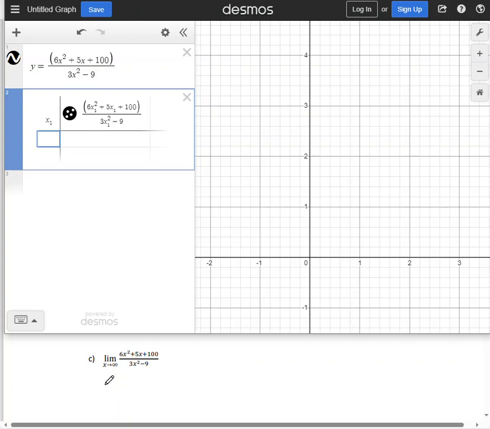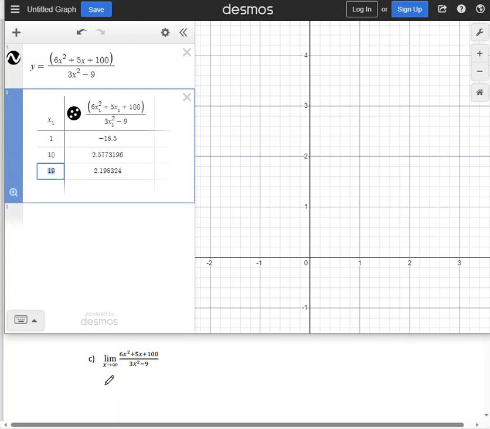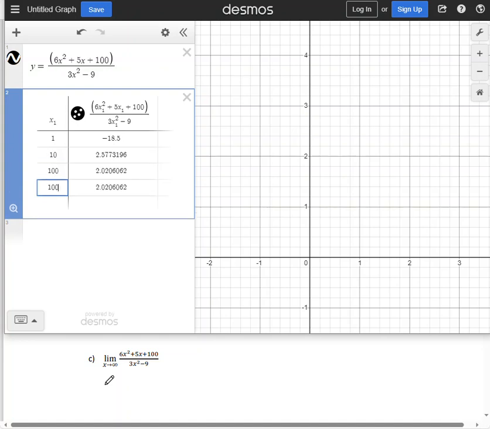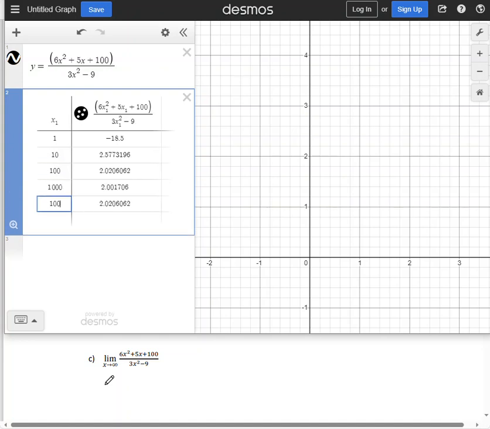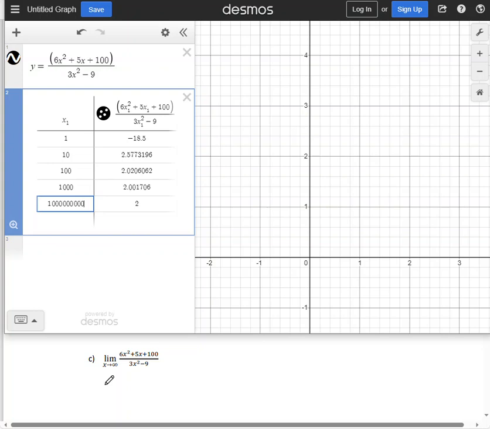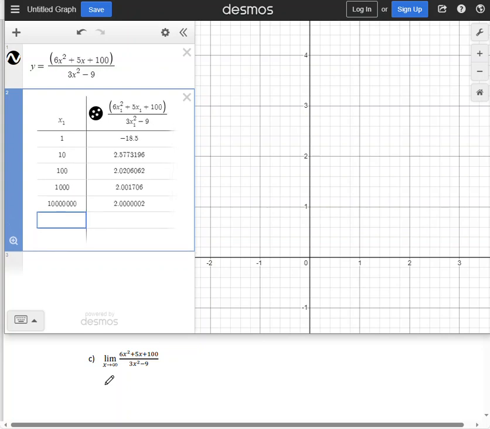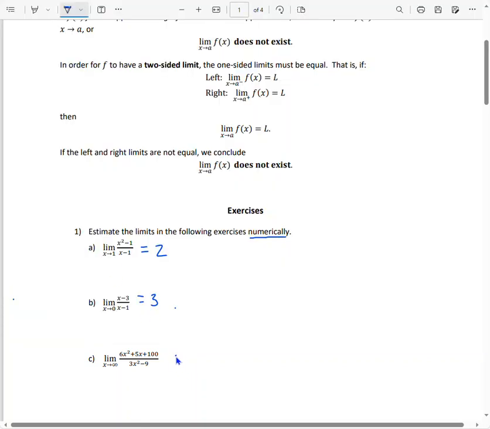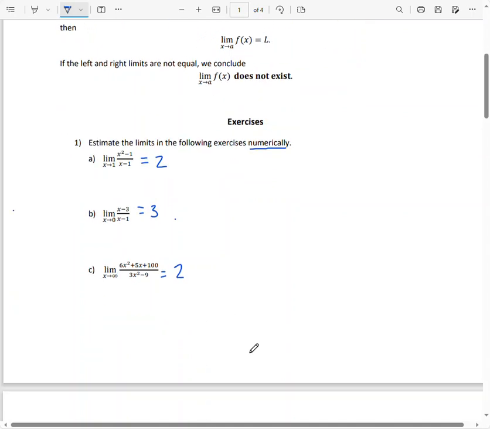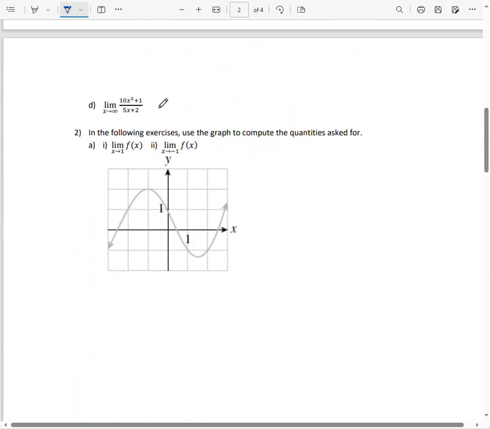We're approaching infinity. All right, 1, 10, 100, 1,000. As we get more and more zeros, notice how closer and closer this number gets to 2. So I feel fairly confident that this will equal 2. All right. So numerically, we could do this one as well.